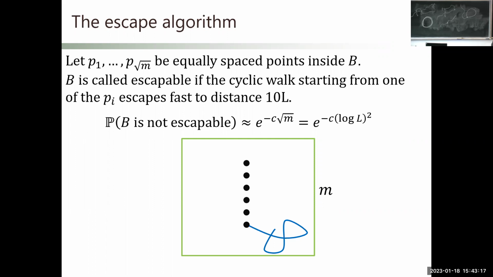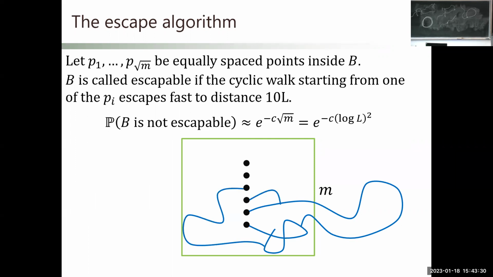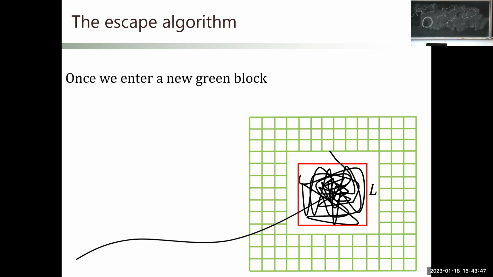So now what you show is that each time, conditioning on the previous walks, you have a positive probability of both escaping fast and also not hitting the previous one. So conditioning on the previous walks, you have a positive chance of escaping and not hitting the previous one. And this shows that indeed the probability that none of them escapes is exponential in the number of points. Right, but why does it help you?